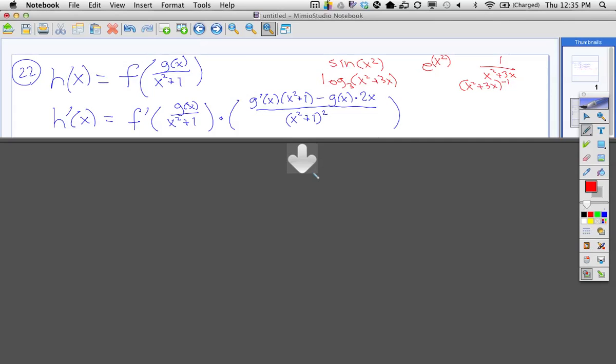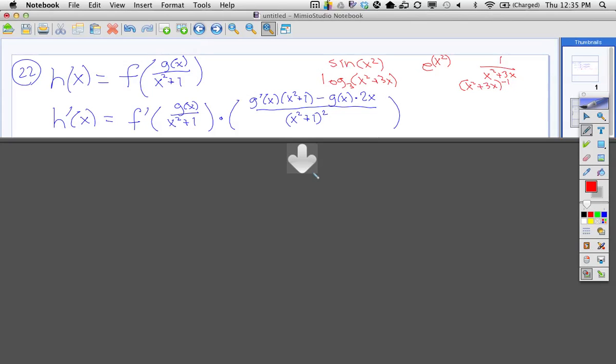And you can see, there it is. Quotient rule is derivative of the top, g prime, times the bottom left alone, has to be in parentheses, x squared plus 1, minus the top left alone, g, times the derivative of the bottom, which is 2x, all over the bottom squared. But that's just the chain rule. Derivative of the outside, leave the inside alone, multiply by the derivative of the inside, even though the derivative of the inside is fairly complex there. All right.